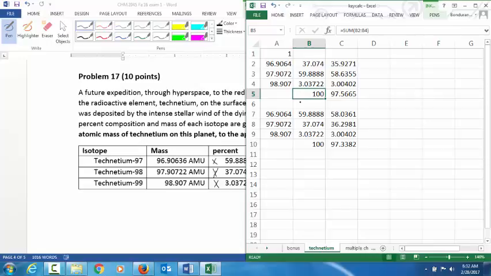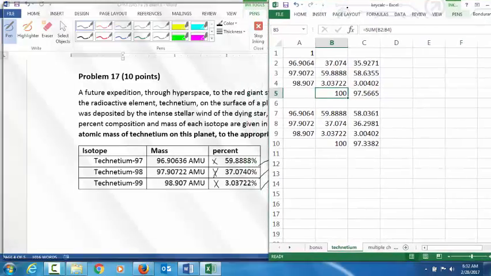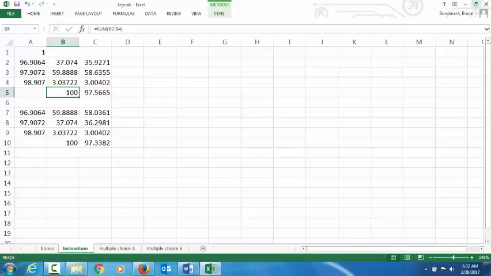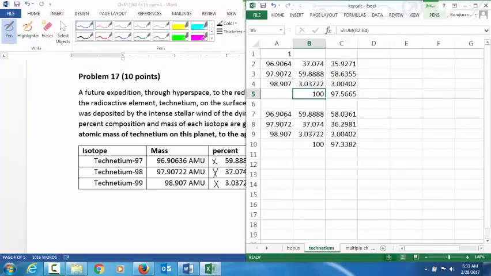Here we have, in this case, 59% of the '96, 37 point some percent of the '97, and 3.04 essentially percent of the '98. So these percentages have a fair degree of significant figures, as do the masses. And when I do that multiplication, division by 100, that's what I have here. Multiply the two cells, divide by 100 each one, and then this is the sum.